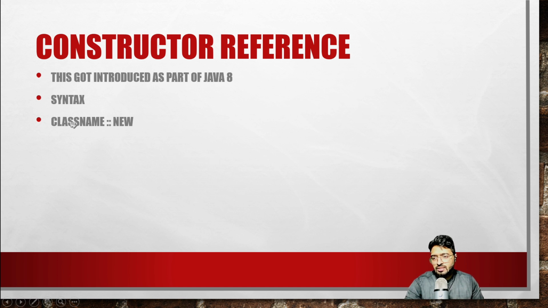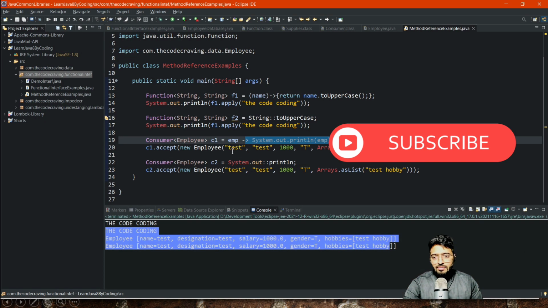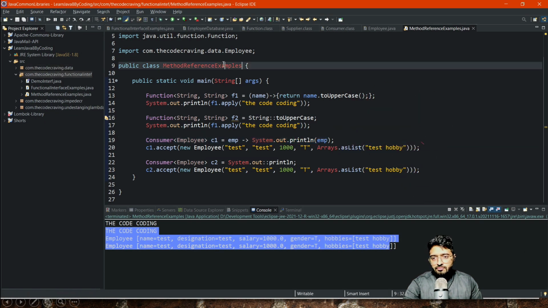So what is the syntax of this one? Constructor reference syntax is simple: the class name, then the double colon operator and the new keyword. That's it. And this will return the object of that class. All right, let's see some examples of this constructor reference. Let's directly jump into the code.